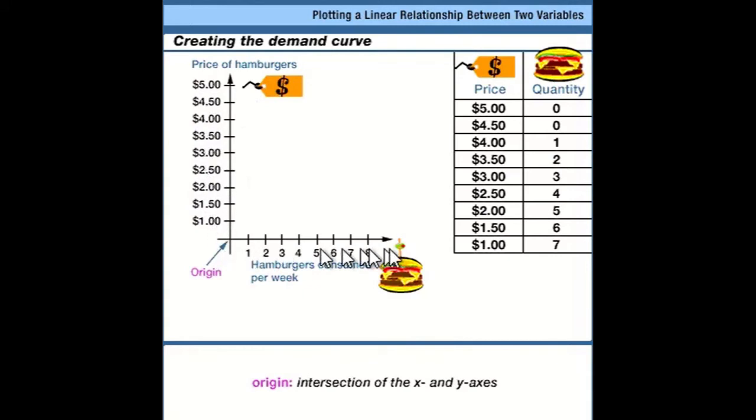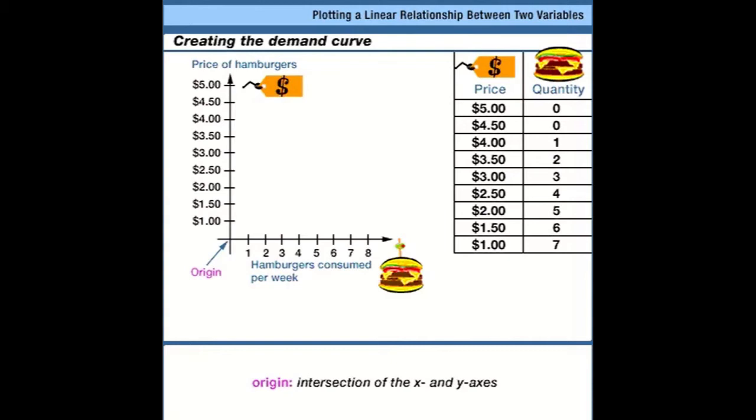If you look in the box, you'll see the information that we were just looking at about Bob's behavior. In the box, you see the number of hamburgers that Bob buys at different prices. I'm going to now transfer that information that's in the tables into a picture here, a representation of the relationship between price and quantity. Let's start then with a price of $5, Bob buys no hamburgers.